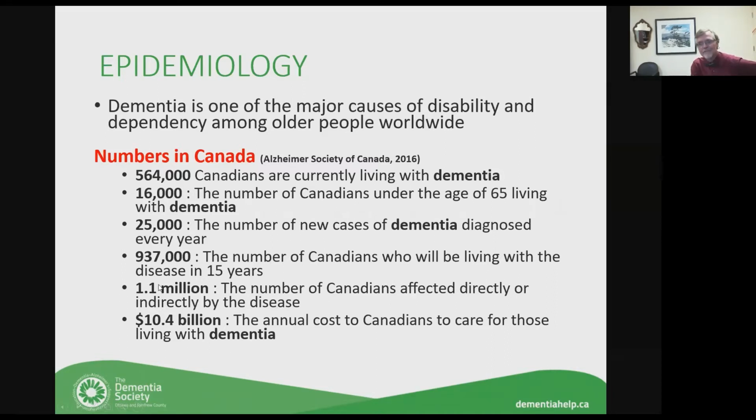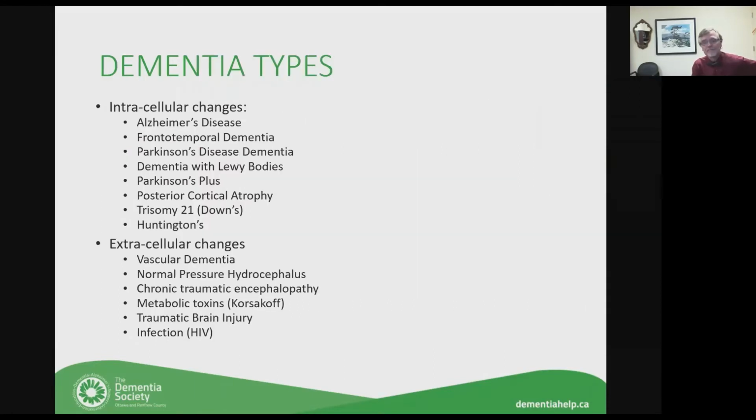And 1 million Canadians are already directly or indirectly affected by the disease. So that includes the caregivers. And 10.4 billion is the cost to Canadians to care for people with dementia. So you're obviously here because you understand the seriousness of it, but just to give you those numbers.